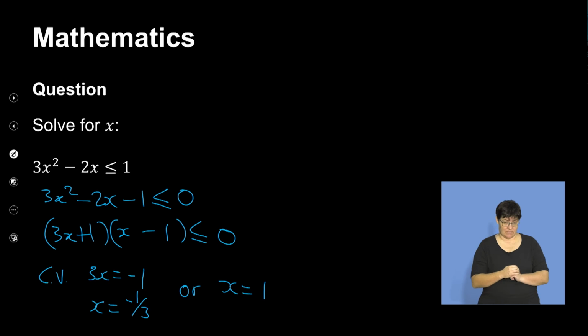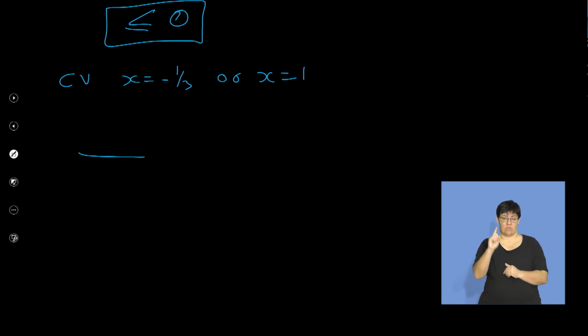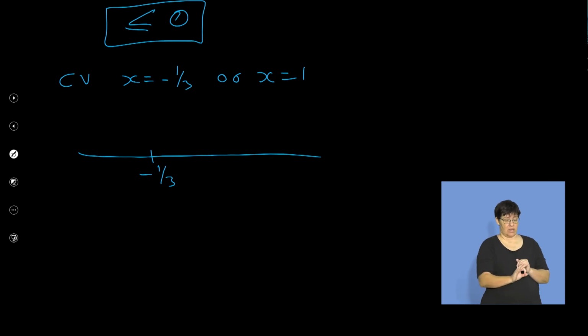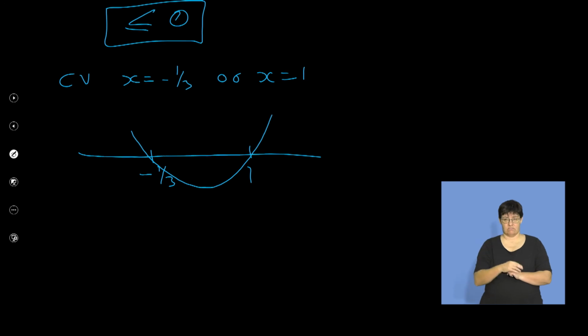So for this one, I'm just gonna take the critical values and plot them. I'm not gonna rewrite it. But the very important thing will be this less or equal to 0. That I must already have. So remember, my critical values are x is equal to -1 over 3, or x is equal to 1. On a number line, the -1 over 3 will be here, and the +1 will be there. If I draw this as a graph, it will look like that, because it's a positive graph, right?